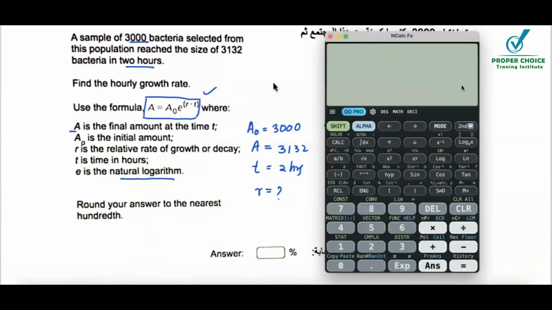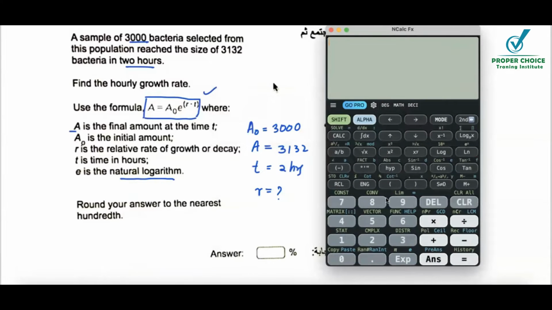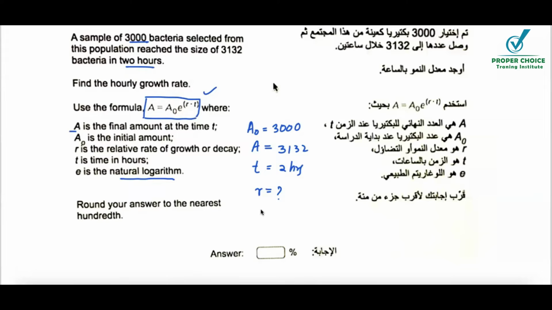As the equation has been given to us, I'll just substitute it like this: 3132 equal to, alpha calc for the equal sign, then A0 is 3000 times shift e to the power, what is the value of r? I don't know, we'll take it as x times 2. Once you're done with that, what should you do? Shift calc equal. That gives me the value of x, which is the value of r. R is equal to 0.0215. What else?